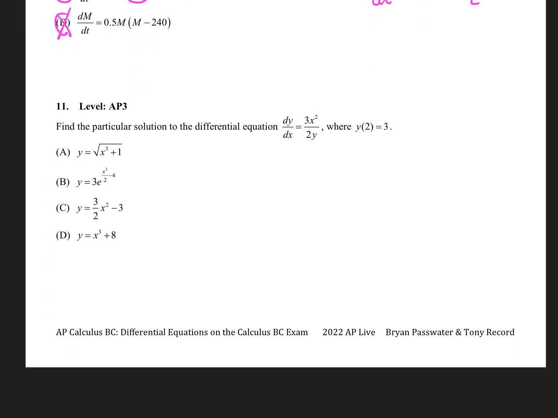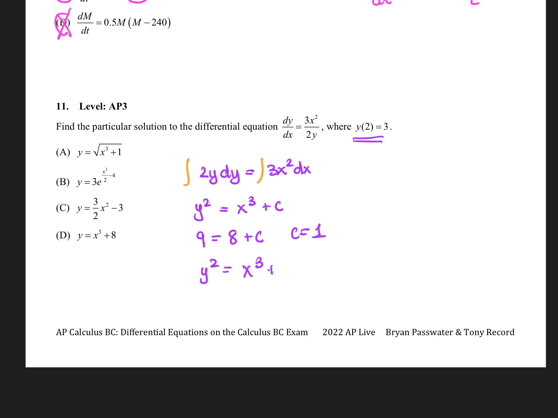Here we have a separable differential equation. So 2y dy is equal to 3x squared dx. Integrate both sides. So y squared is equal to x cubed plus c. We can now use our initial condition. So 9 is 8 plus c, so c is equal to 1. So our equation would be y squared is equal to x cubed plus 1. Solving for y, we take the square root of both sides and we'd get A.